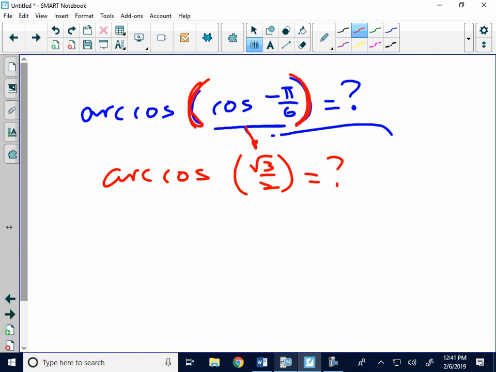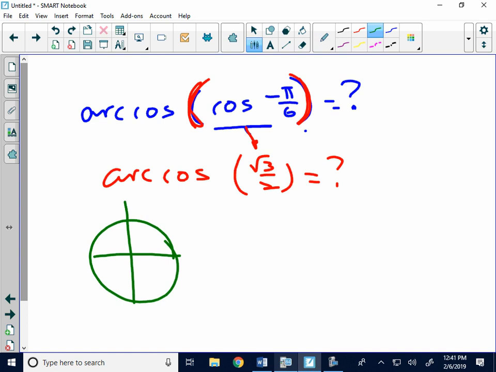And the answer is not negative pi over 6. So sad. Why not? Well, remember we said the arc cosine is always going to return values on the top of the circle. You've got to be between 0 and pi. You cannot be down here at pi over 6 negative. That's outside of the defined range for cosine.